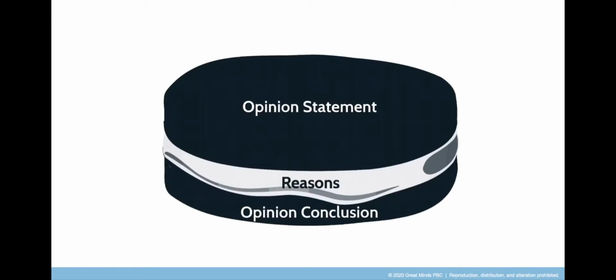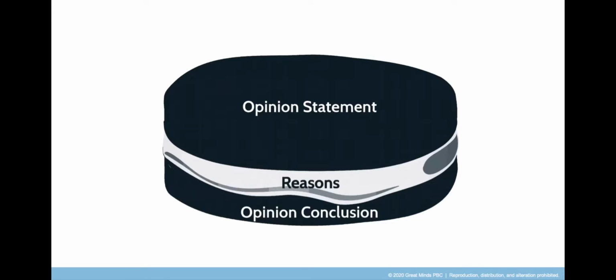Now, an opinion paragraph is like a sandwich cookie. An opinion statement is the top part of the cookie. The middle is the reasons that support an opinion, and the reasons include evidence that answers the question, what makes you think that? The opinion conclusion is the bottom of the cookie. It reinforces the opinion, and reinforce means support.